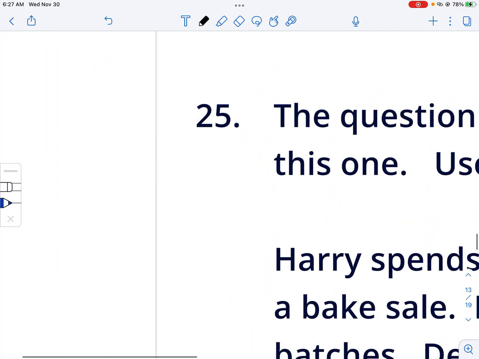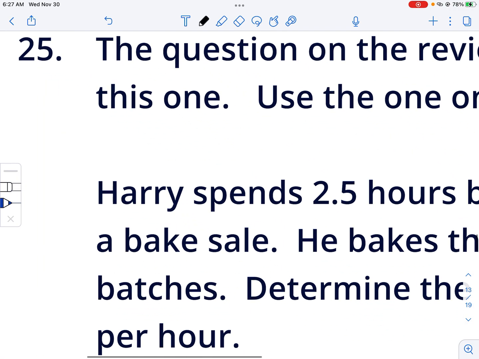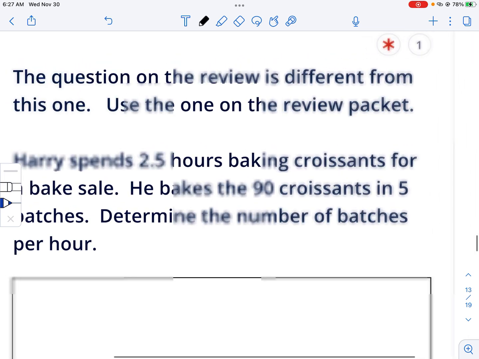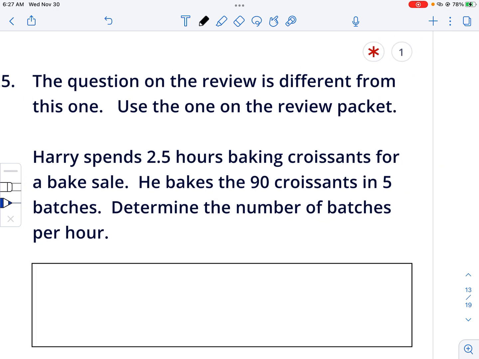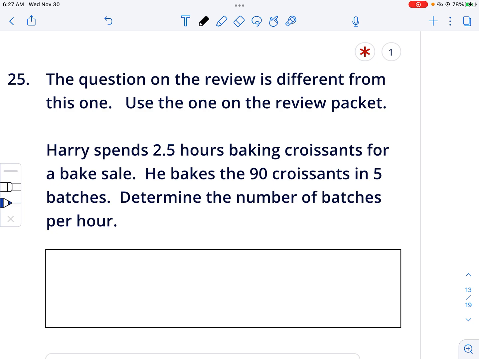25. Where's 25? Here's 25. Because if you had looked, it says the question on the review is different from this one. It says use the one on the review packet. Shoot. I had changed that. So if you did this one, it'll come up different than the other one. So let me do both of those.